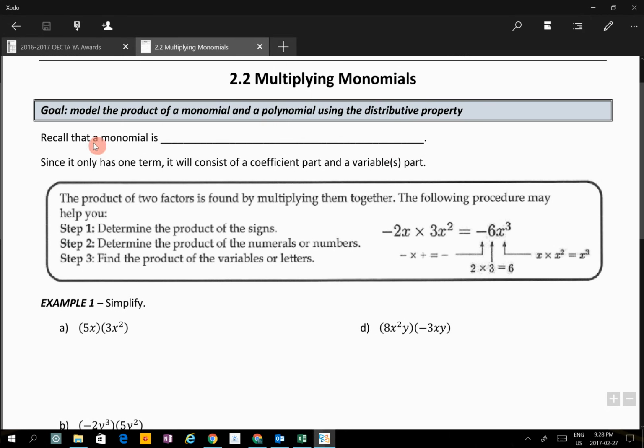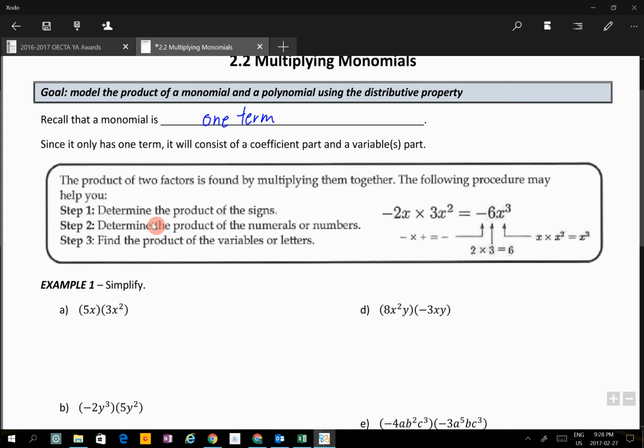So let's recall for a moment here that the monomial is what? Well, it is a one-term, like a one-term polynomial, okay? And remember, a term has two parts. It has a coefficient and it has a variable part. So that's what my term consists of.